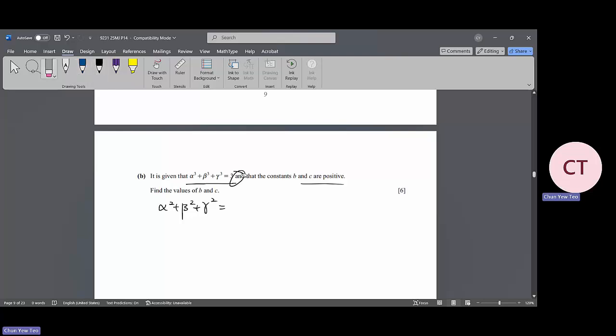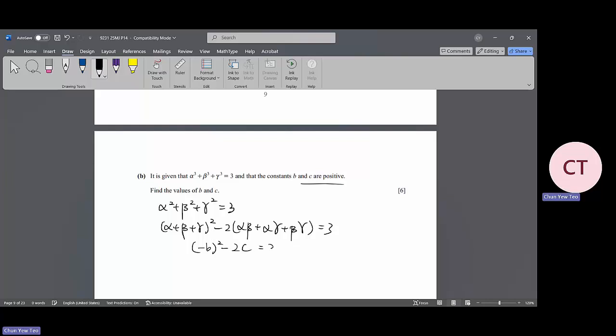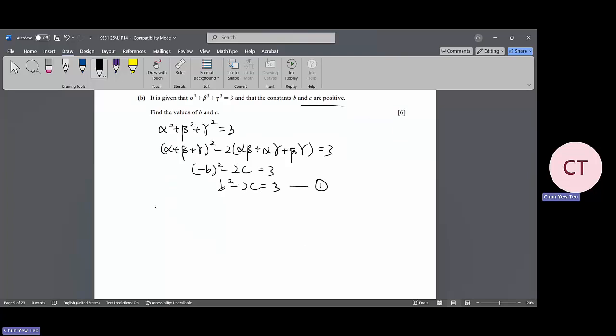So when the sum of the square is 3, sum of the cube is also 3. So that means we can use this formula, alpha plus beta plus gamma square minus 2 of the alpha beta plus alpha gamma plus beta gamma is equal to 3, which is negative b square minus 2c is equal to 3. So you have b square minus 2c is equal to 3. And I call this one equation 1. Okay. Now we let Sn be equal to alpha power n plus beta power n plus gamma power n.